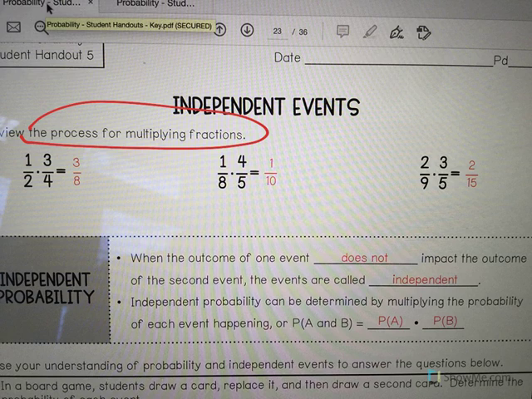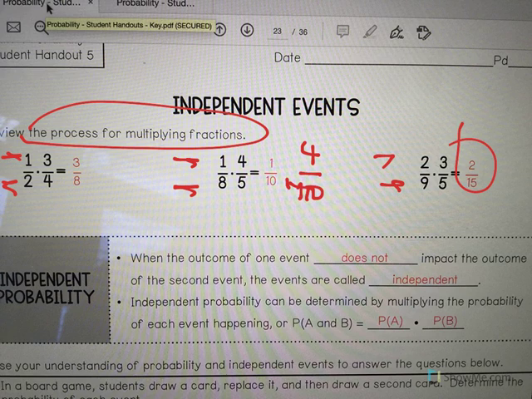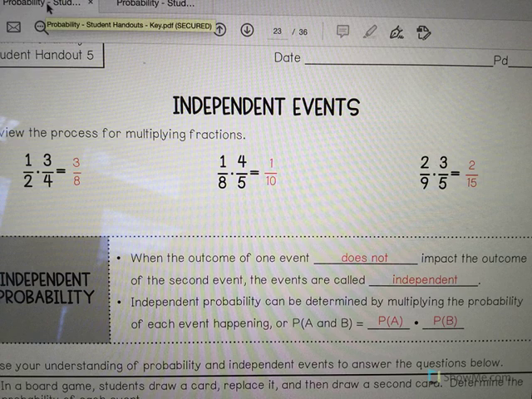Obviously, multiplying fractions, you multiply your numerators and then your denominators and you get 3 over 8 here. Here you're going to reduce to 1/10, because 1 times 4 is 4 and then 40, which reduces to 1 over 10. Same thing here. You multiply your numerators and denominators and then reduce. But feel free to use your calculator there because it's always good to get some practice.